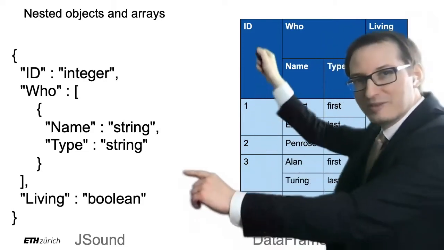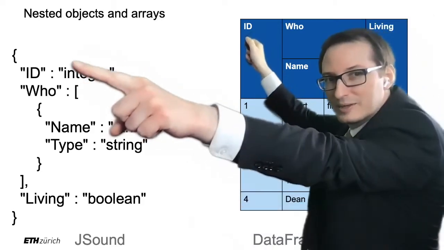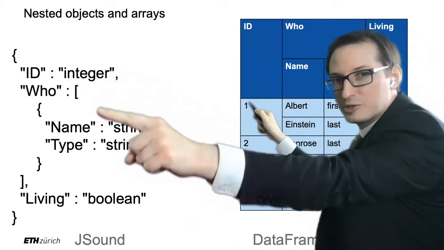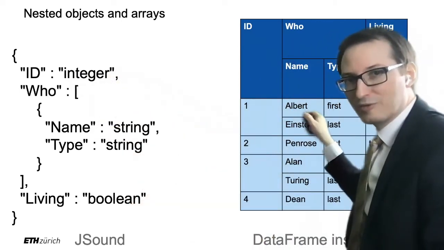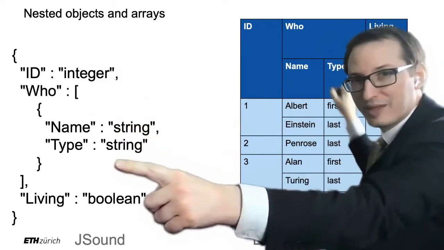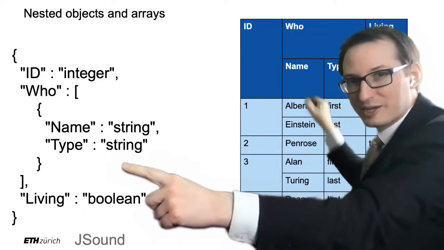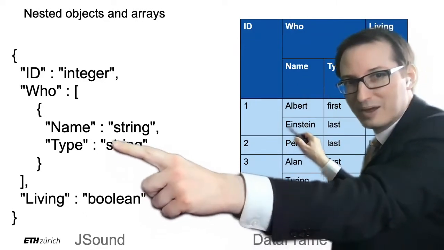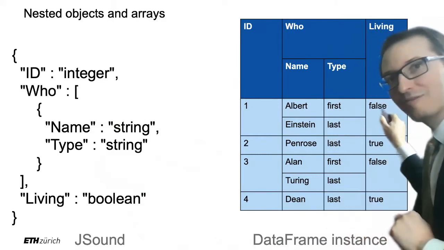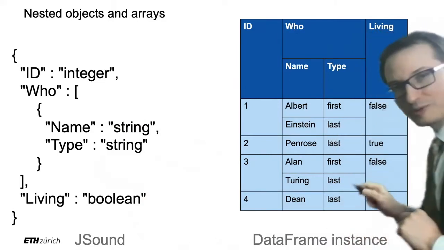So what does it mean here? You see why it's valid. ID here is an integer. Well, who is an array of objects. So who is an array of objects? The first object has the name Albert and the type first. The second object here has the name Einstein and the type last. And then I have living, which is associated with false, right?